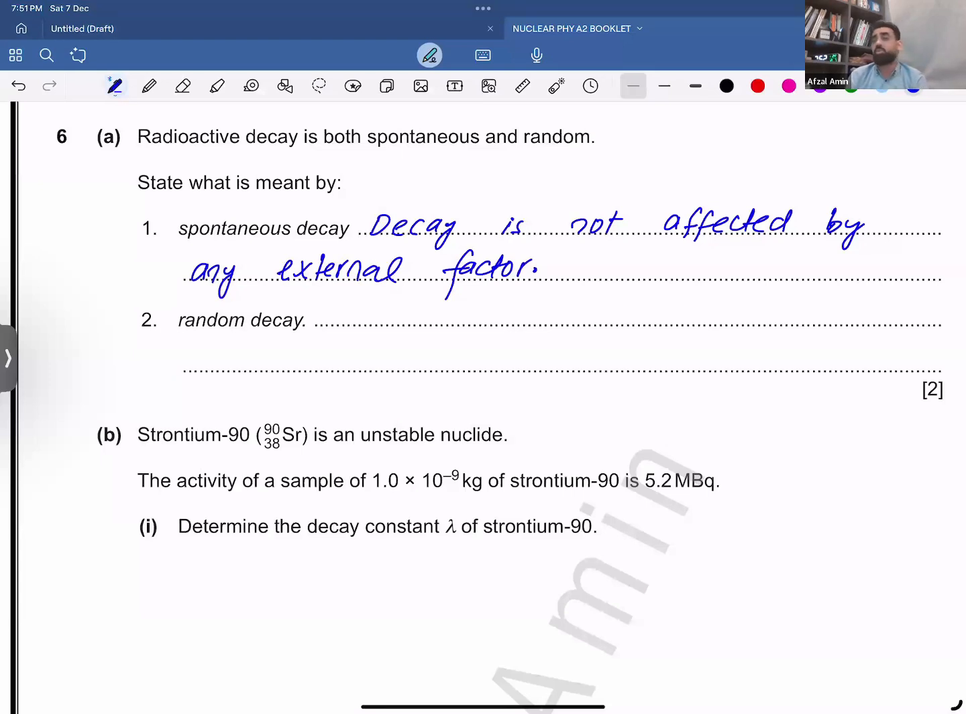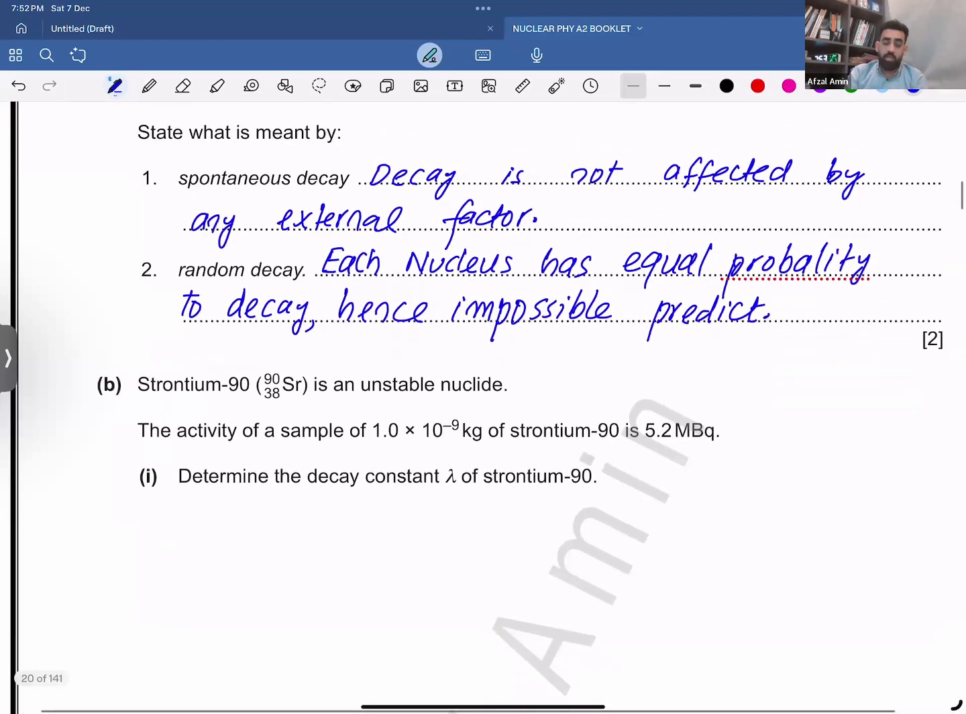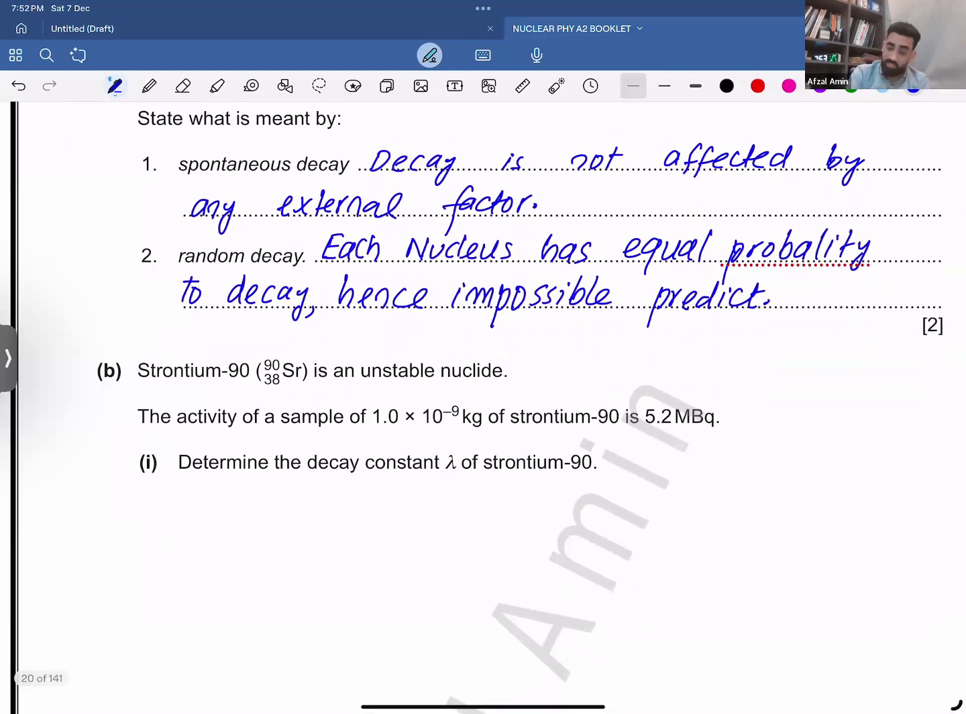A random decay: each nucleus has equal chance or probability to decay, hence it is impossible to predict. Okay, these are the two natures of decay.